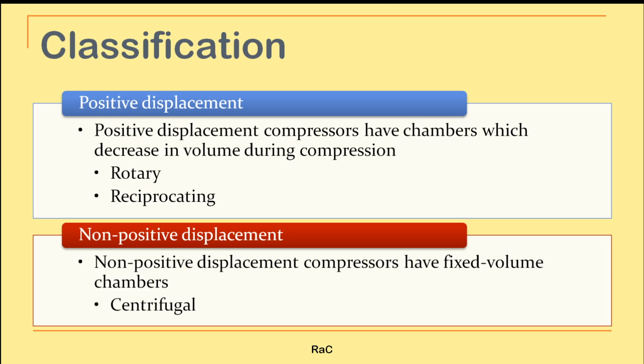Okay. Now coming to the classification of the compressors. Basically, the compressors are classified into two: positive displacement compressors and non-positive displacement compressors. So under positive displacement compressors, you can have either rotary type compressors or reciprocating type compressors. So positive displacement means there will be certain chambers which contain a volume of the working fluid which decreases in volume during compression. So during compression, the volume of that chamber gets decreased.